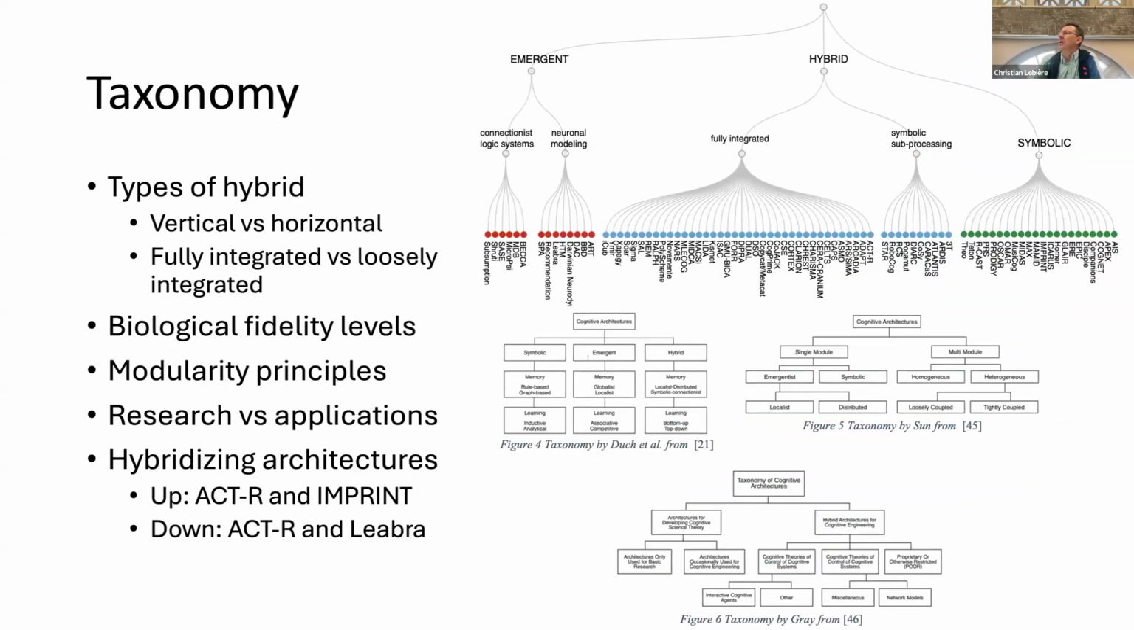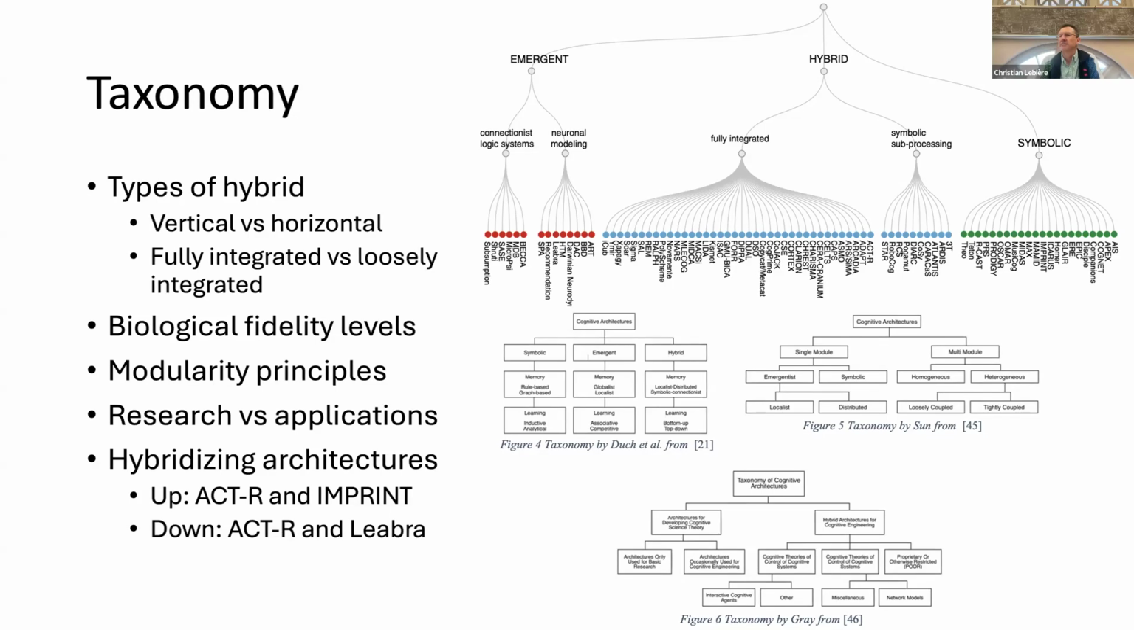And then they elaborate a taxonomy of these architectures. And indeed, it's a very rich space in which, in particular, between the purely symbolic architectures and the purely neural architectures, there is a rich space of different hybrid architectures with different ways of integrating symbolic and neural aspects.